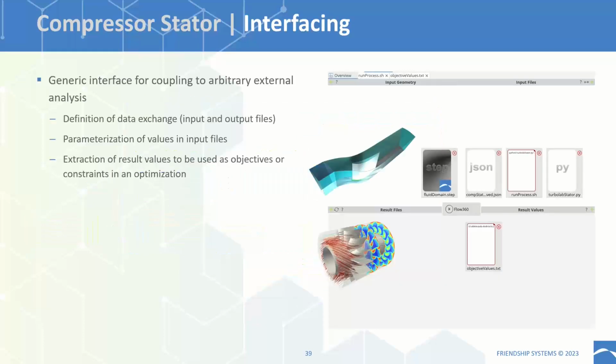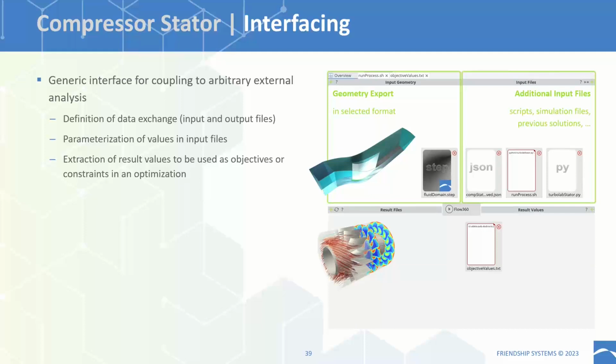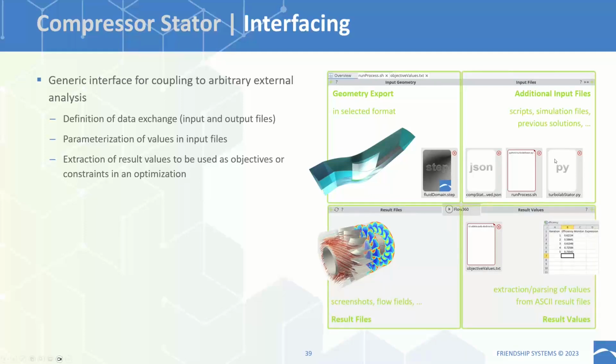And what we're using for that is our so-called software connector, which is a generic interface for coupling CAESES to arbitrary external analysis tools. Basically in this interface, we define the data exchange between CAESES and the external tool, so the input and output files. We can parameterize values in input files so that we can also combine geometry variation with the variation of other operational parameters, for example. And the upper part of the interface provides all the output from CAESES to the external tool.